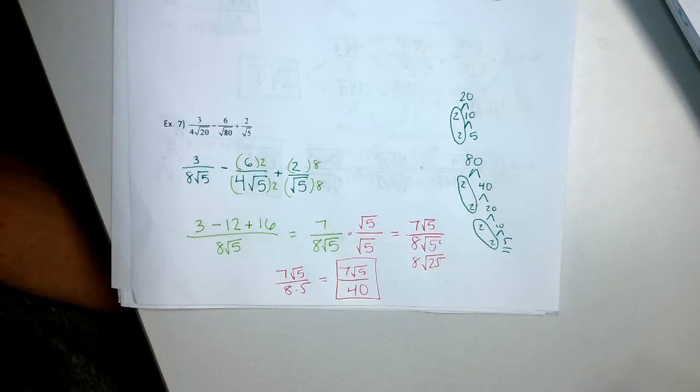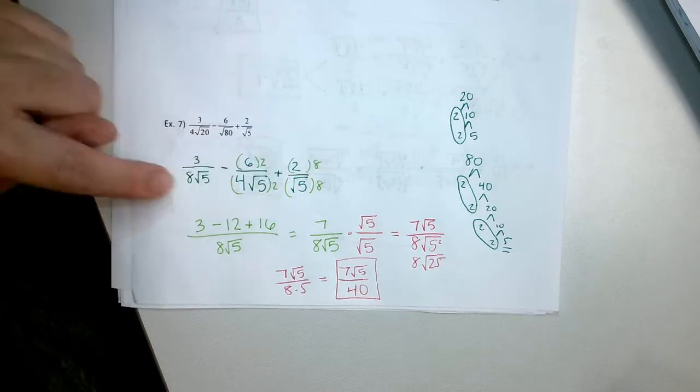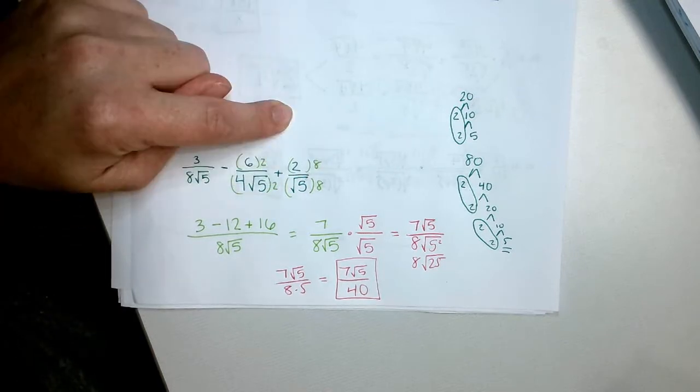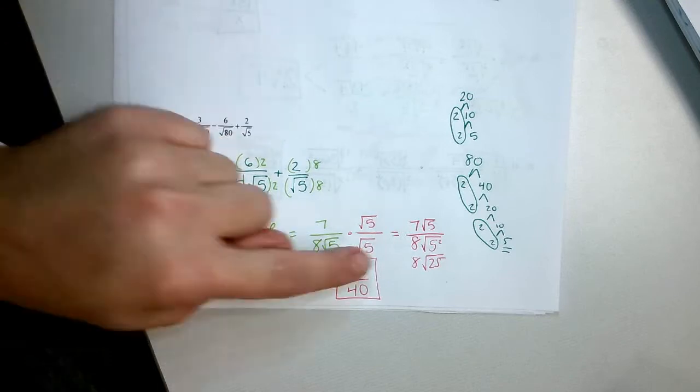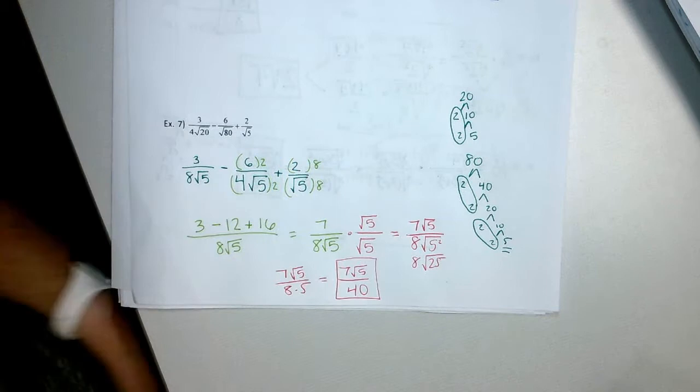Okay, now you could have canceled your root 5's way over here, but then you would have done it 3 times. You see what I'm saying? I waited till the end to make it proper, just so I'm not doing everything a billion times. Okay?